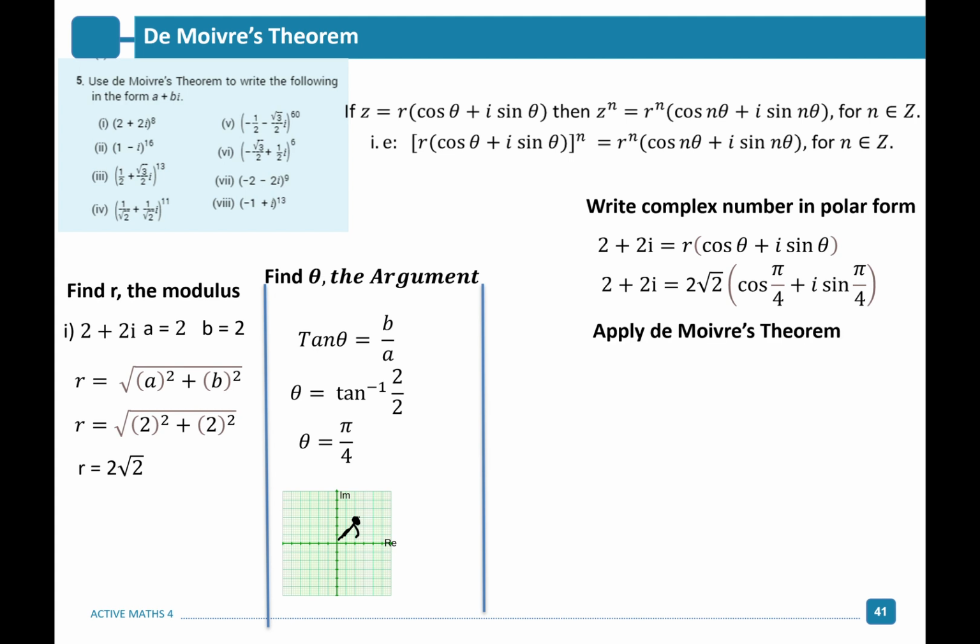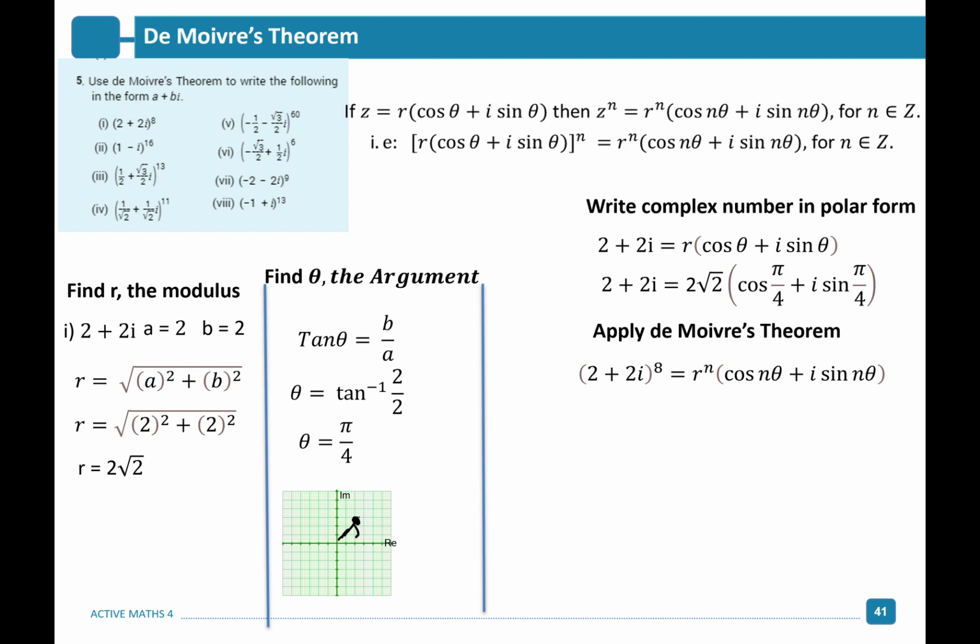I now want to apply de Moivre's theorem. To write (2 plus 2i) to the power of 8, we use de Moivre's theorem, which states that r to the power of n times cos n theta plus i sin n theta is the same as (2 plus 2i) to the power of 8, where n is our power.